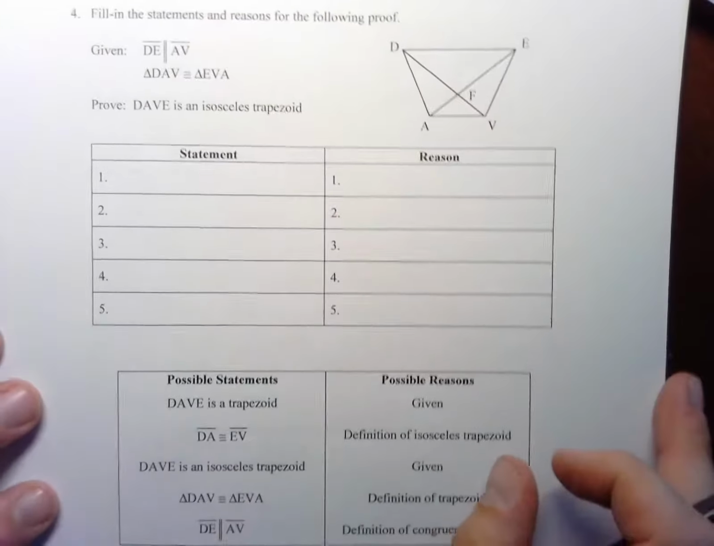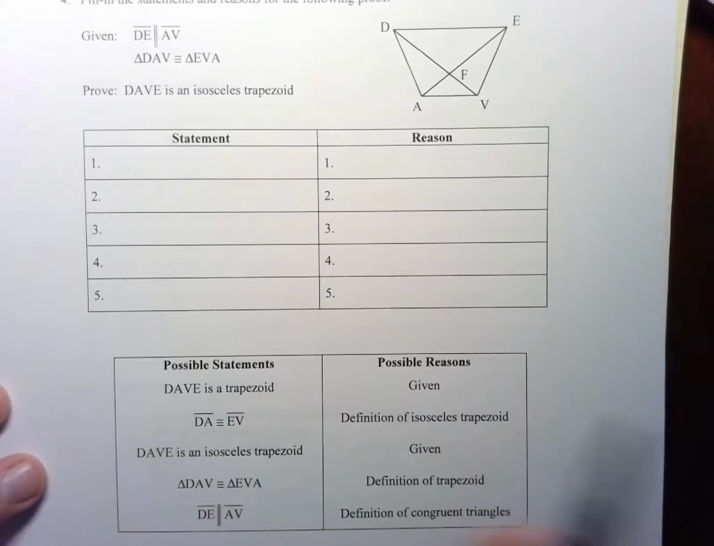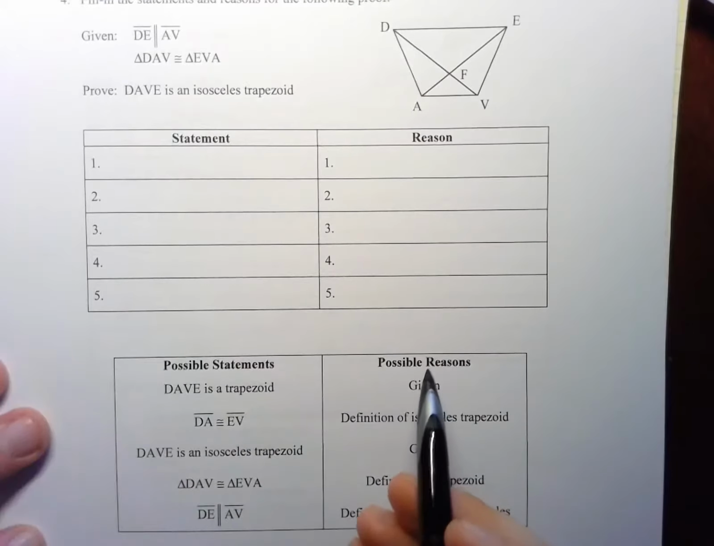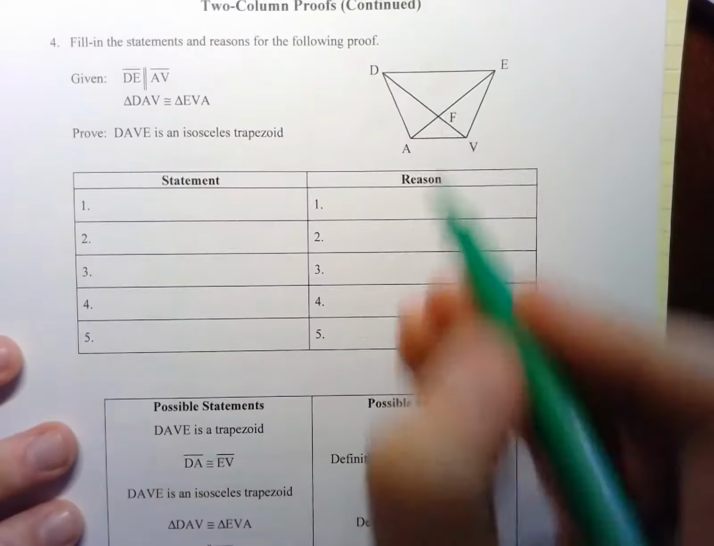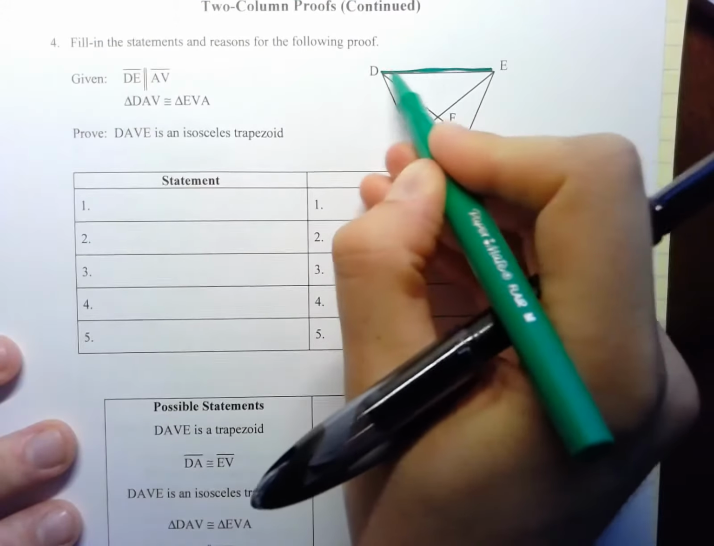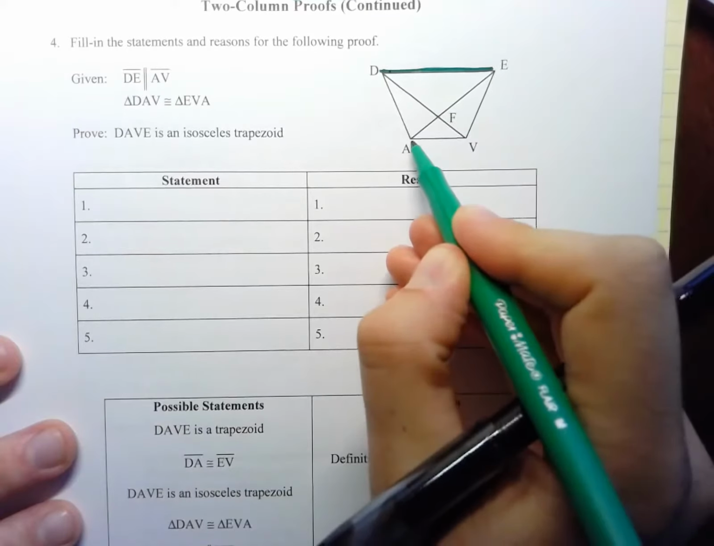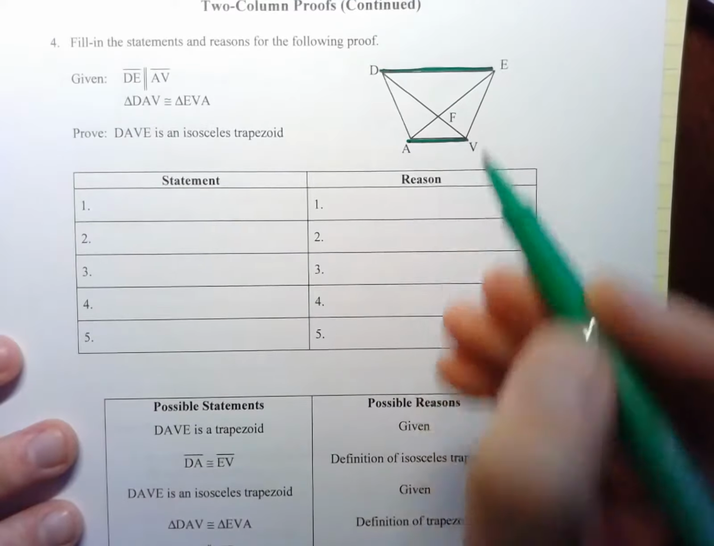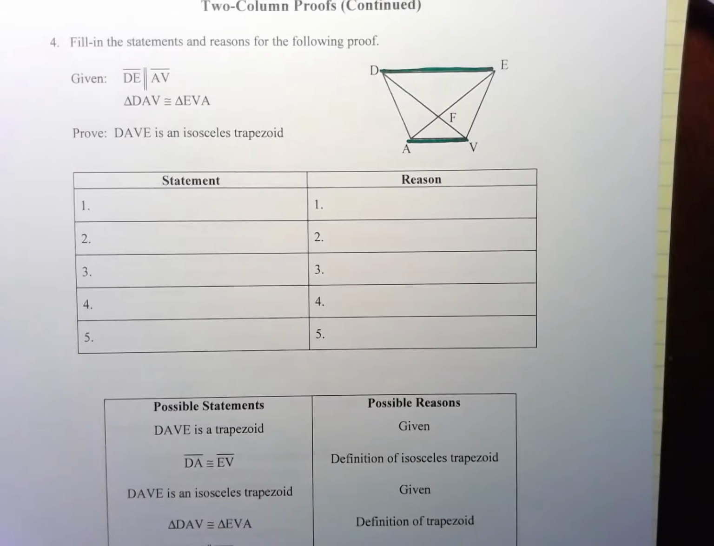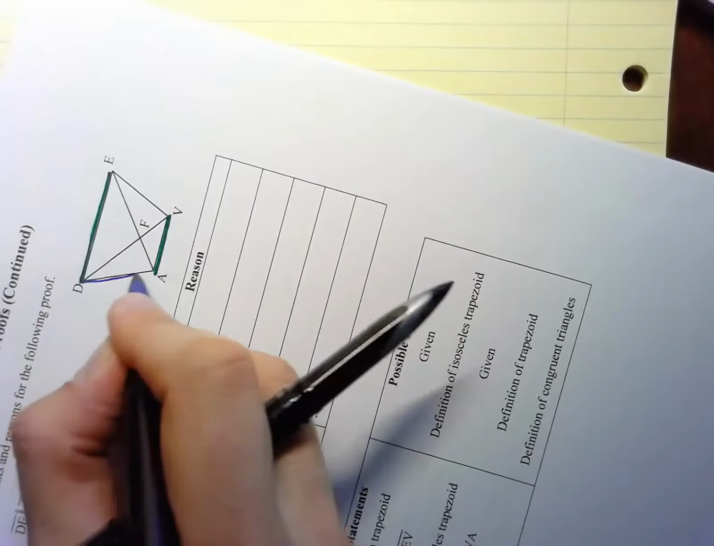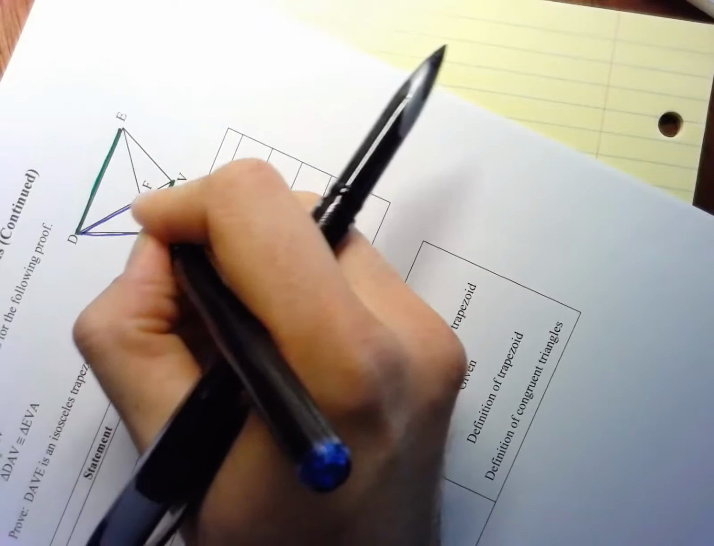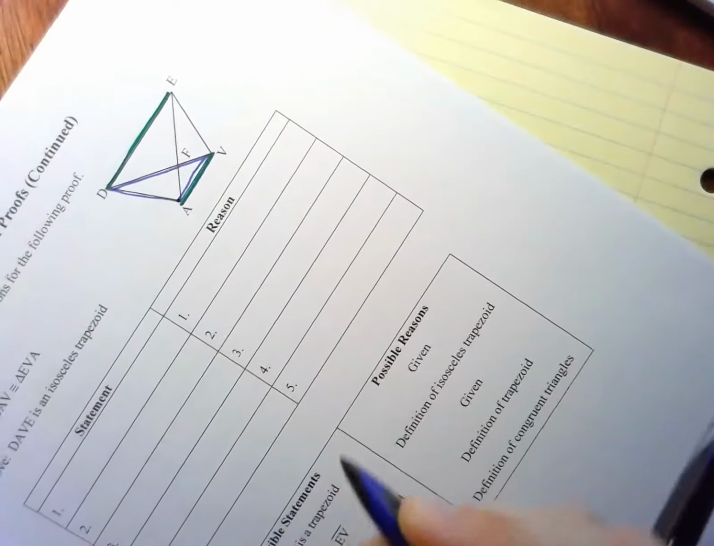Here I'm not telling you which order things go in, so these are possible statements and possible reasons. So look at what we're given. We're given that DE is parallel to AV, as we would expect, because it looks like a trapezoid here, DE and AV. And then we know that triangle DAV, and sometimes this just takes some getting used to seeing all this stuff, DAV is congruent to EVA.